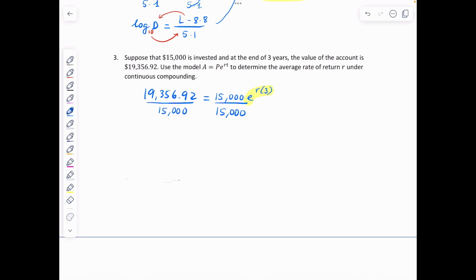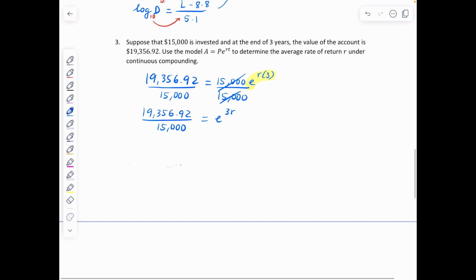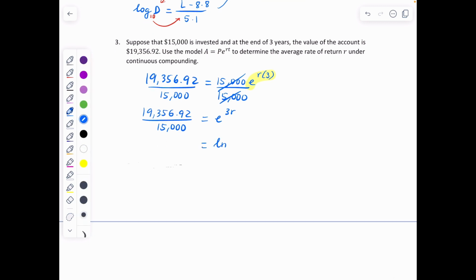Now, if I do 19,356.92 divided by 15,000, I might get a number that's not very nice. So I'm going to leave it until the very end, and that way we avoid rounding as much as possible. So we know on this side, 15,000 is going to cancel. We know e, I'm going to write 3 times r. And then, again, I'm going to keep this exactly the same. We'll divide at the end. Okay, so I see a base e, so I'm going to take the natural log of both sides.